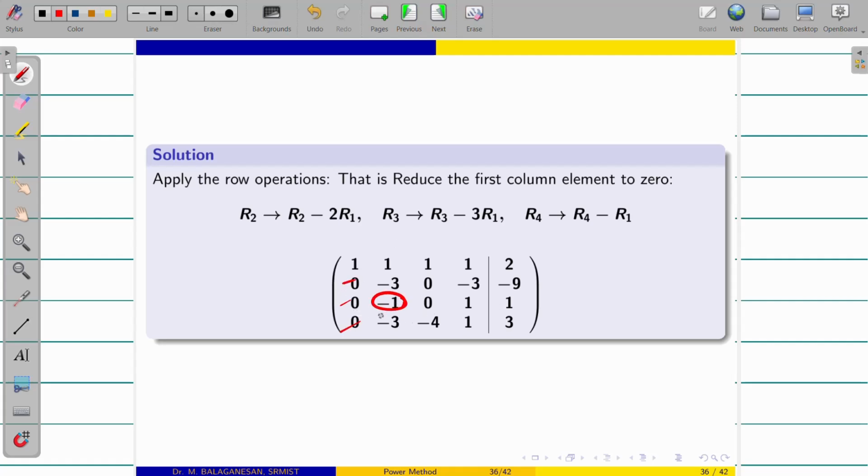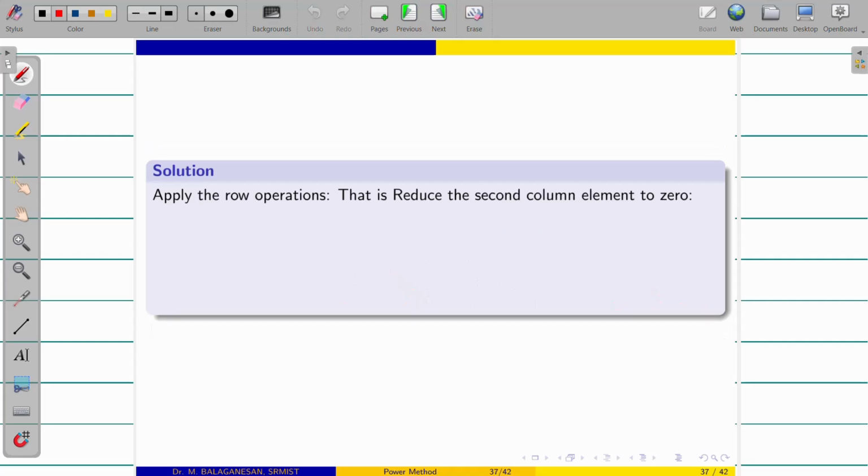What is my next aim? I have to reduce these two elements to 0. I have to use the second row. For the second column elements, we have to make use of the second row. So that is this row. This element we have to choose as the pivotal element. This should be non-zero. That one is what they call the pivotal element, right? Now come to the point.